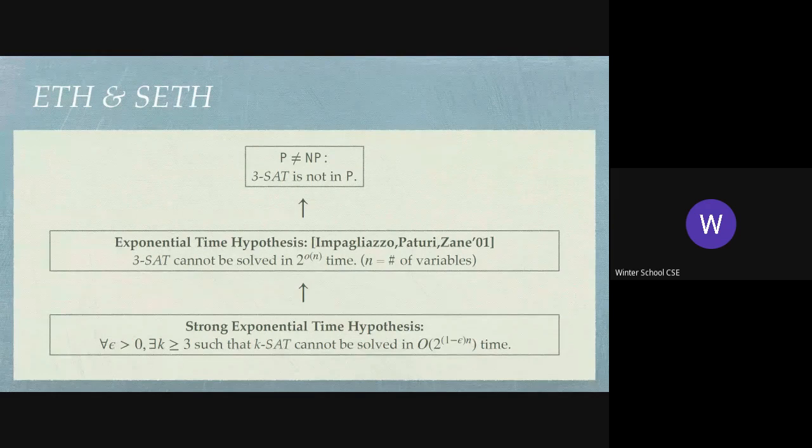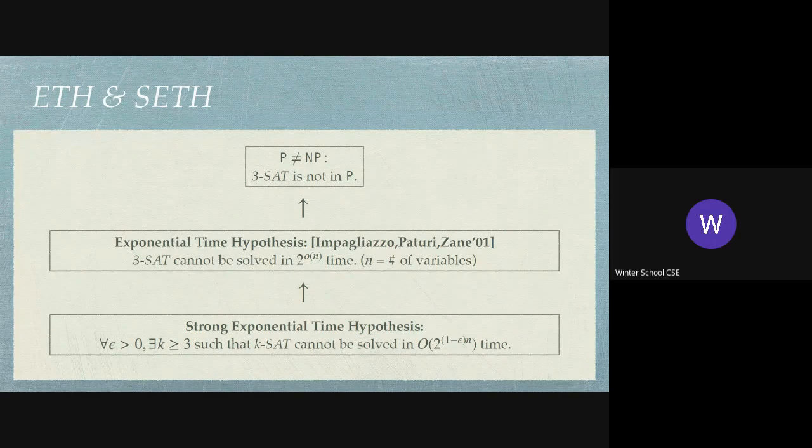Maybe it will take some time. All you have to do is take some epsilon, say 0.01. Then there must exist some k which will be not solvable in time order of 2 to the 0.99n. So SETH is saying that some k-SAT is not solvable in order 2 to the 0.99n. Then this will imply this, it is a small o of n, right?